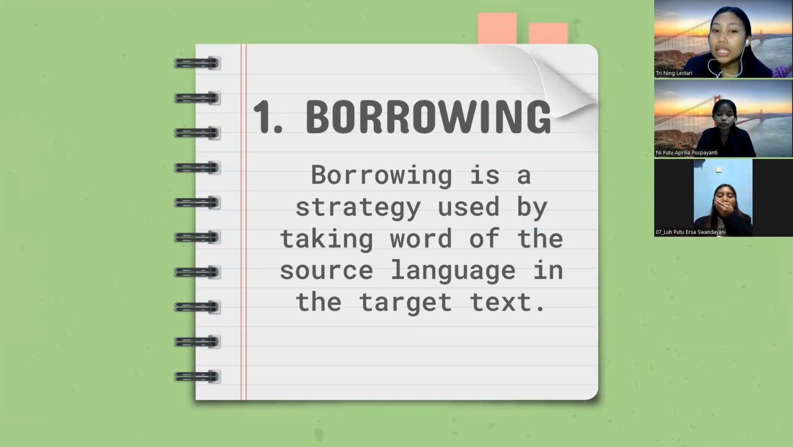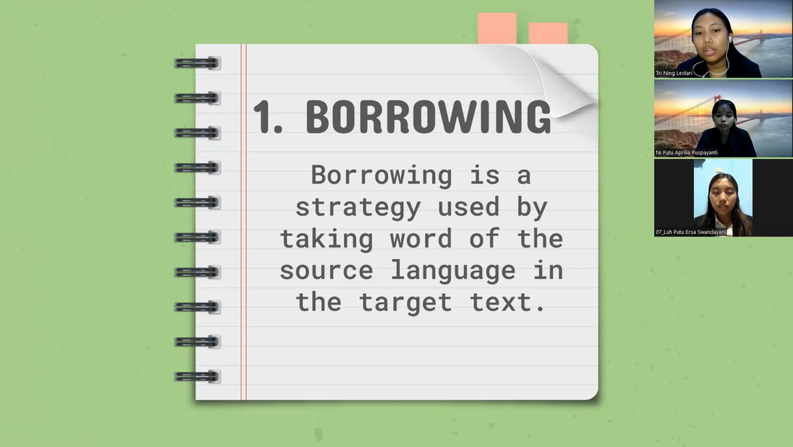Now, borrowing techniques are divided into two types, namely pure borrowing and naturalized borrowing. Pure borrowing is a technique without changing the word from the source language. For example, the word sandwich from source text to sandwich in the target text. There is absolutely no change because it is pure borrowing without changing the word at all.